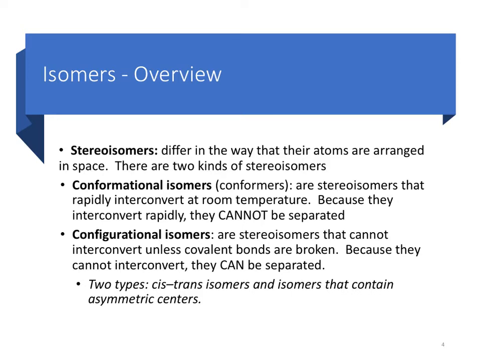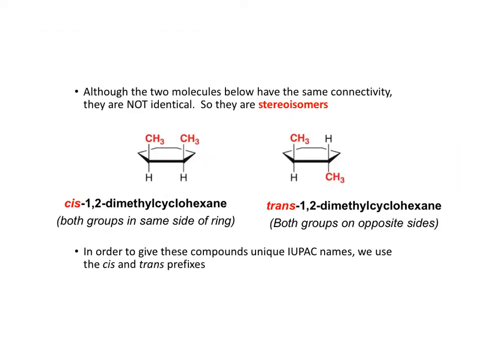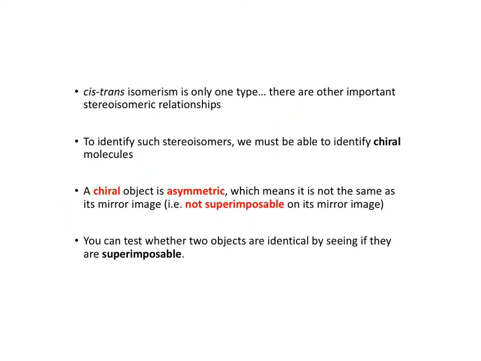And the two types of configurational isomers are cis-trans isomers, which we've discussed, and isomers that contain asymmetric centers. That's the new type of isomer I'm discussing in this video. So recall, with cis-trans isomers, if you have a ring such as cyclohexane with two groups on it, if they're both on the same side of the ring, as in this example they're both on the top face, that would be the cis isomer, versus if one methyl is up and one methyl is down, that would be the trans isomer. The other type of stereoisomer, that's a configurational stereoisomer, has a chiral center.